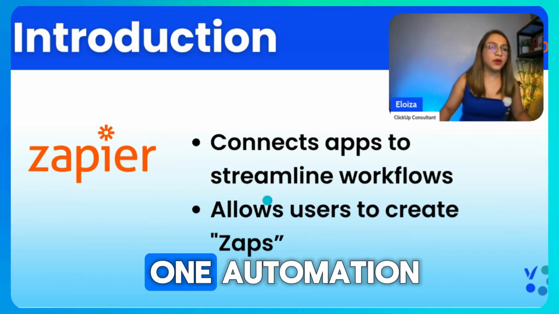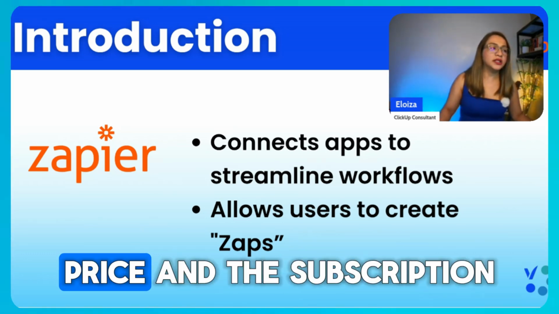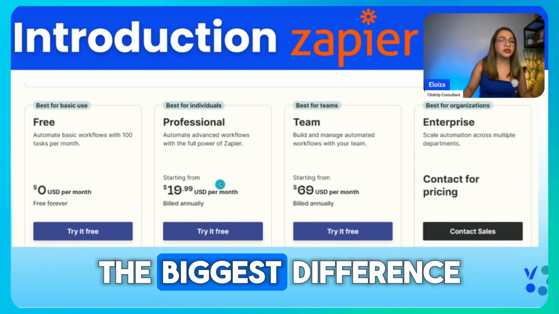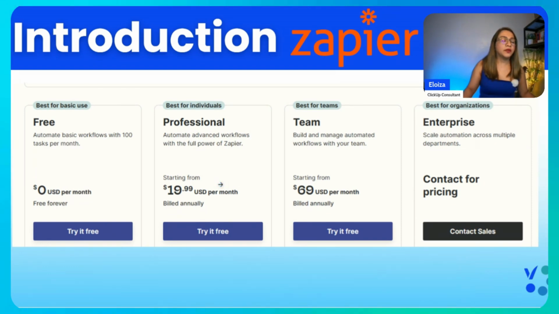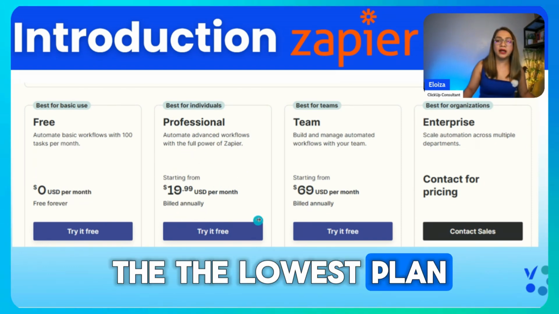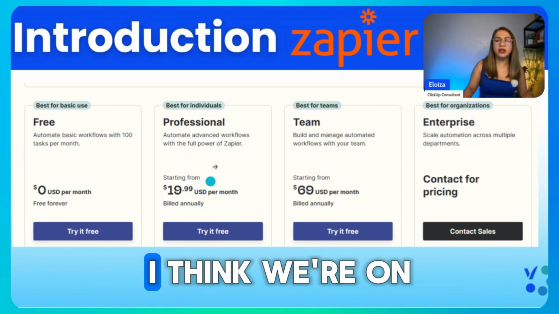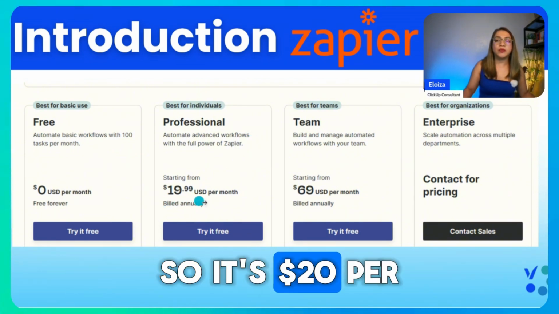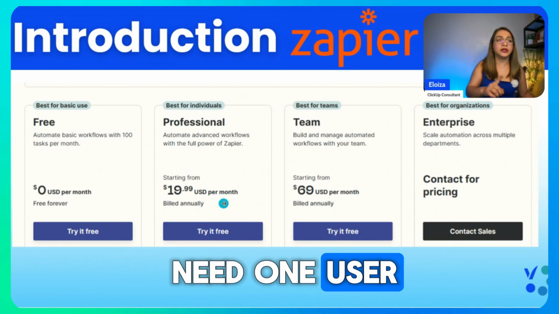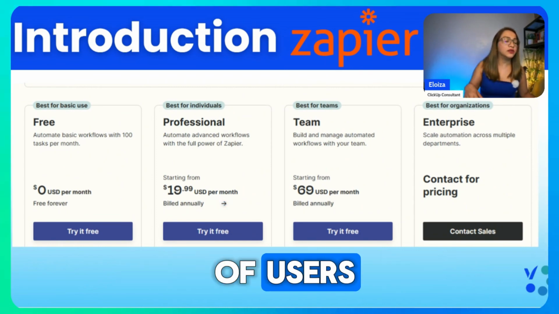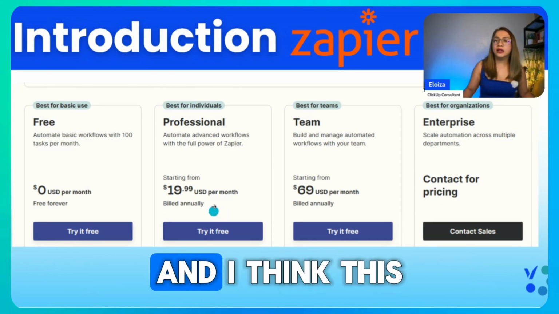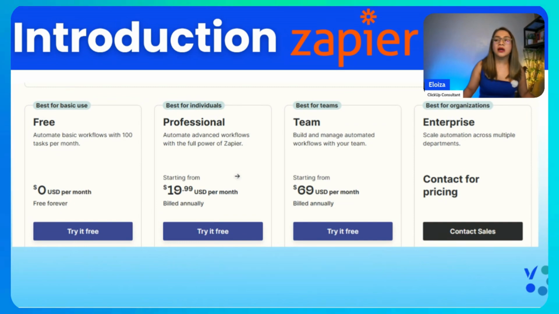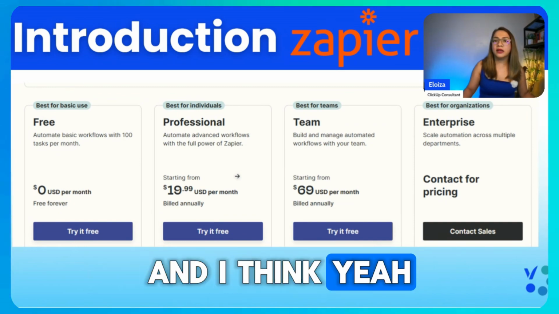So one Zap is one automation, and then in terms of the price and the subscription for Zapier, it's quite pricey. That's the biggest difference. The lowest plan, I think we're on the professional plan. So we're also using Zapier. So it's $20 per month, but you only need one user. So you don't have to add a lot of users. So you only need one. And I think this is enough for like 750 tasks.